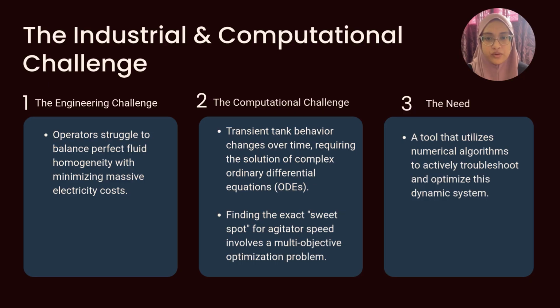While building this app, we had to look at both the engineering and computational challenges. On the plant floor, operators face a delicate balancing act: run an agitator too fast, and energy costs skyrocket; run it too slow, and the fuel mixture fails quality standards. Because these fluids' behavior changes over time, it represents a dynamic system governed by complex ordinary differential equations that are difficult to solve analytically. To find the exact, cost-effective sweet spot for the agitator's speed, we realized we needed a tool capable of executing rigorous numerical simulation and multi-objective optimization.